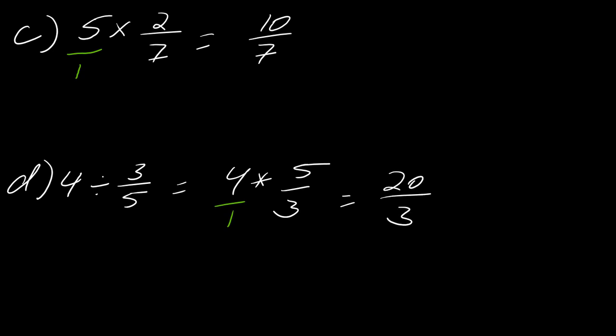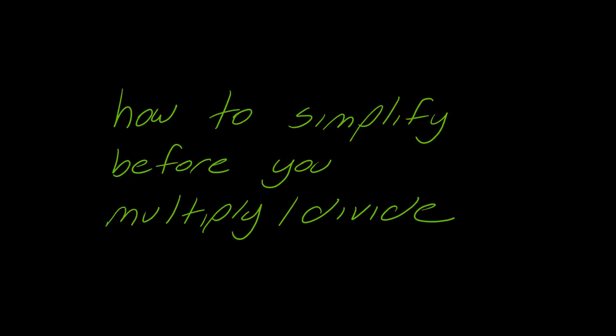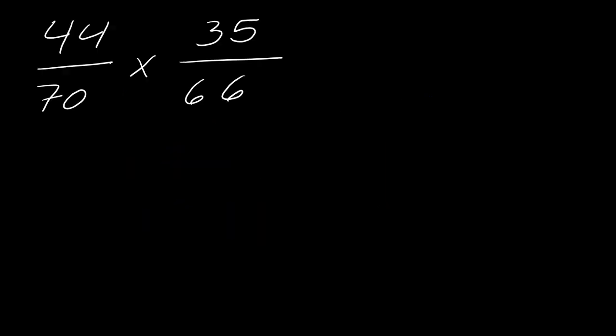Okay, cool. So now let's talk about how do you simplify fractions before you actually multiply or divide. So why would you even want to do that? So here is a great example. So I have 44 over 70 times 35 over 66. Now, I don't know about you, I really don't want to multiply 44 times 35 if I don't have to.